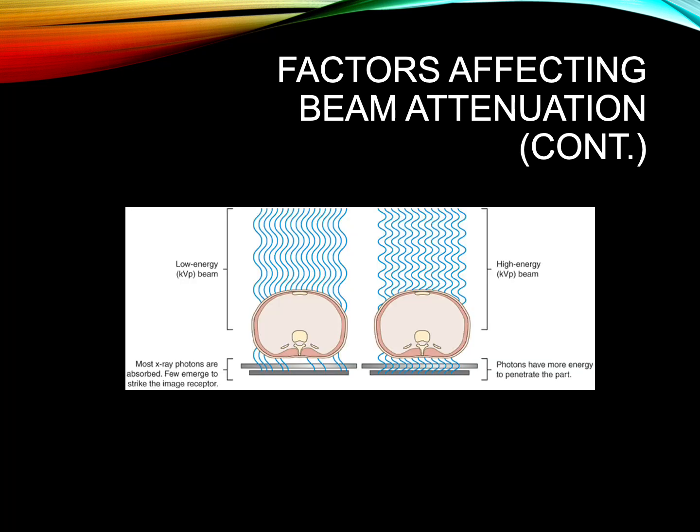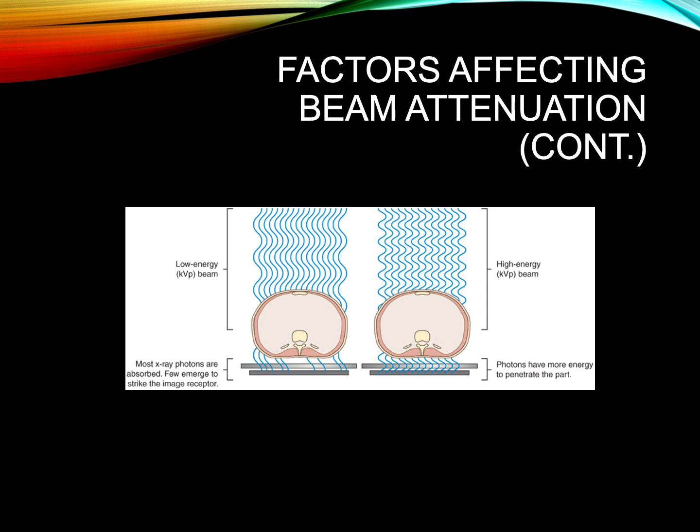So looking at this image here, we can see 2 different interactions. The one to the left is an interaction with low kV, so a low energy X-ray beam. You can see that X-ray photons are coming in to the anatomic structure, and most X-ray photons are going to be absorbed by the patient, and few are going to strike the image receptor.